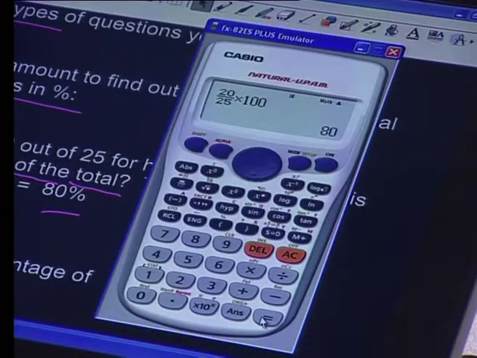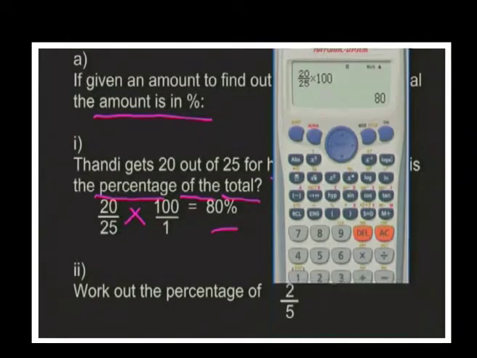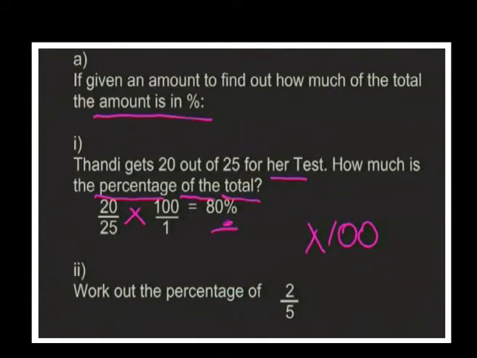Don't forget to add your percentage sign. That unit is totally crucial. It is 80%. It is not 80 Smarties or 80 flowers or 80 marks. It is 80%. Let's try the next one.